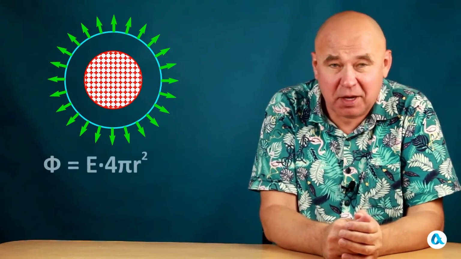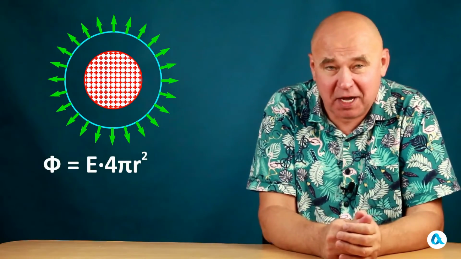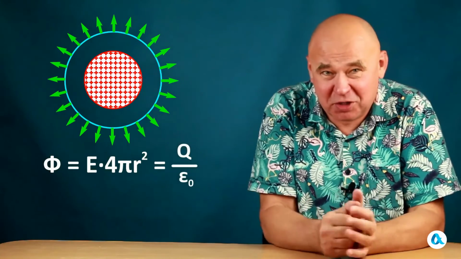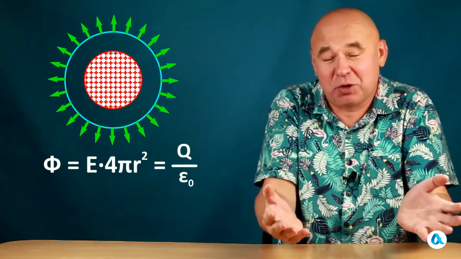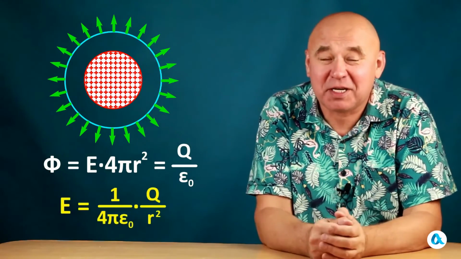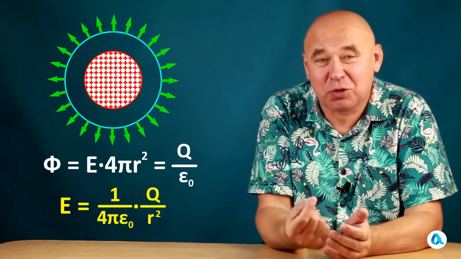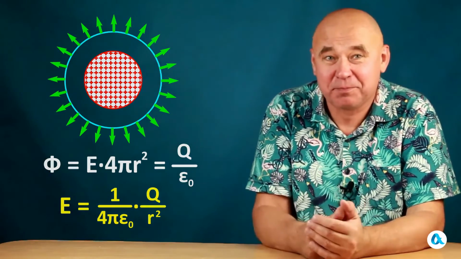Well then, we find the flux. It is equal, on one hand, to the magnitude of this field times the area 4 pi r squared. And on the other hand, it is equal to the charge that is inside, that is, the total charge of the sphere divided by epsilon naught. We equate one to the other and see that the field of the sphere exactly matches the field of a point charge of the same magnitude that would be located at the center of this sphere.